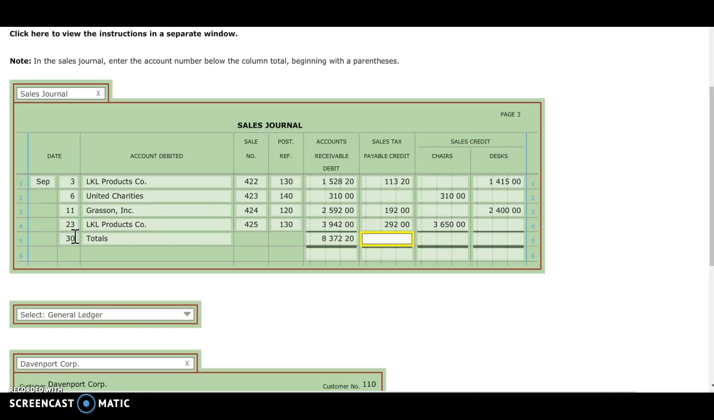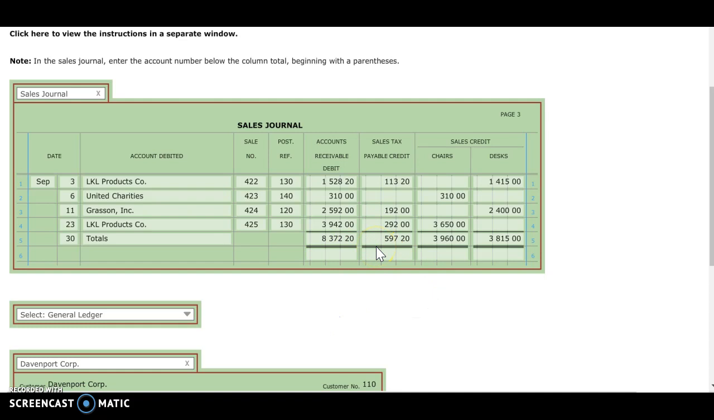Sales tax payable, $597.20. Our sales credit chairs is going to be $3,960. And our sales credit desks is going to be $3,815.